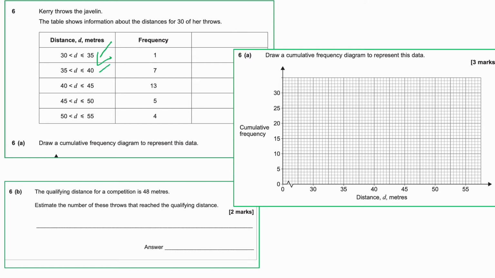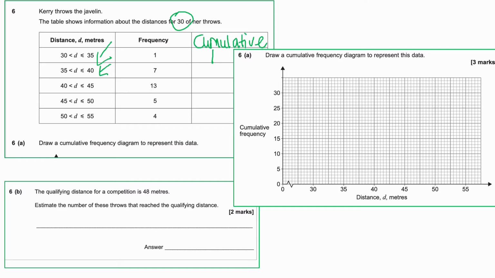And in the second group, which is greater than 35 and less than or equal to 40, she got 7. So what we're going to do to get our cumulative frequency is it's like a running total. So at the end, all our throws should add up to 30, because all 30 of them will be less than or equal to 55 metres.